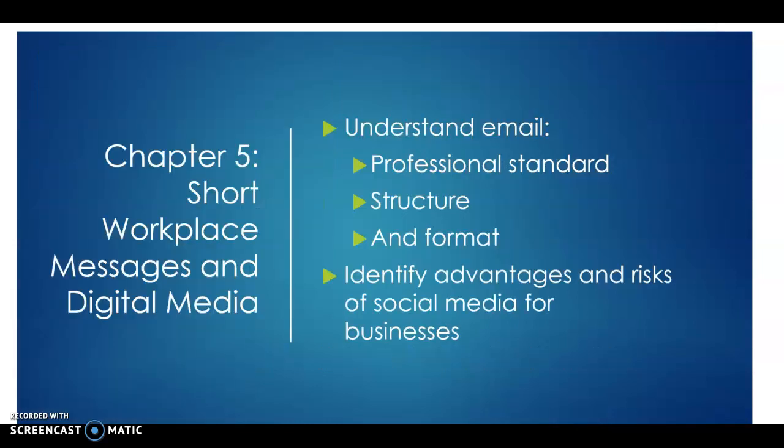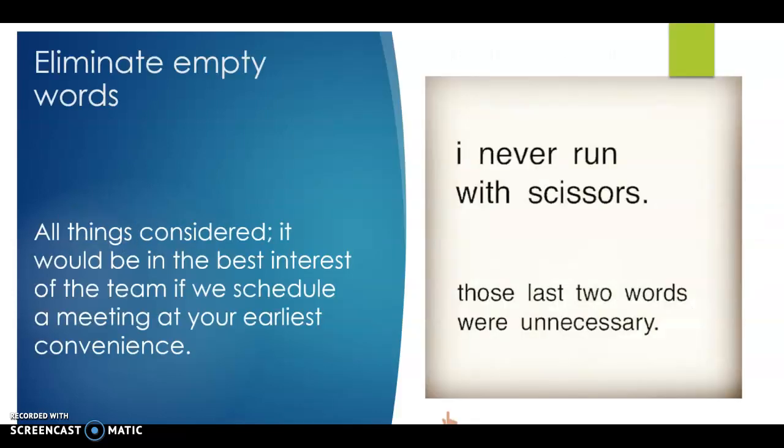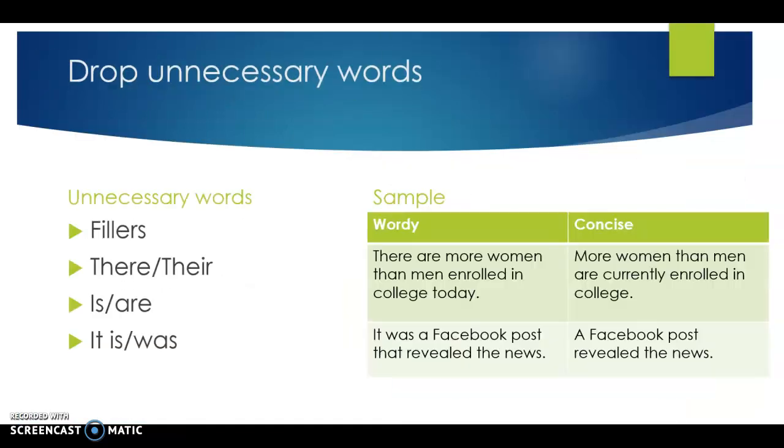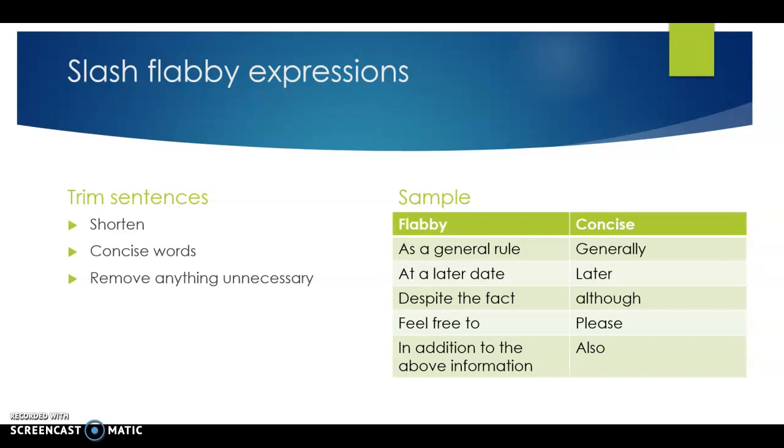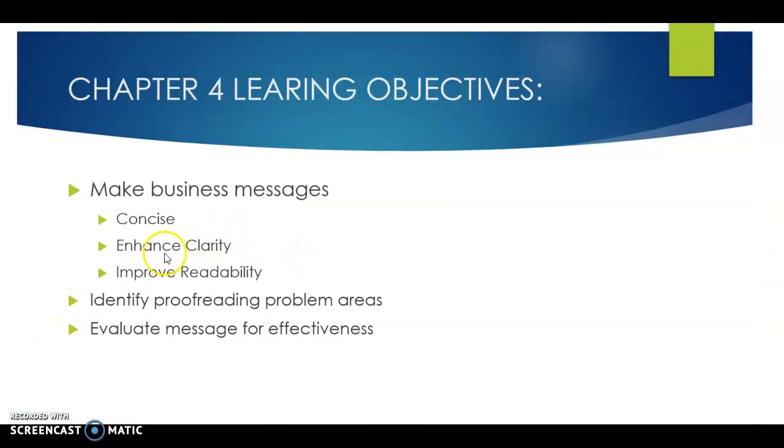Okay, so that is a very quick run through of chapter 4. Let's go back to our first screen and do a quick review. We just talked about number 1, conciseness. If I can go back here, I apologize. Okay, conciseness, number 1, enhance clarity, make sure it's readable. Proofreading, okay, think about spelling, grammar, punctuation. Again, spell check does not catch everything.